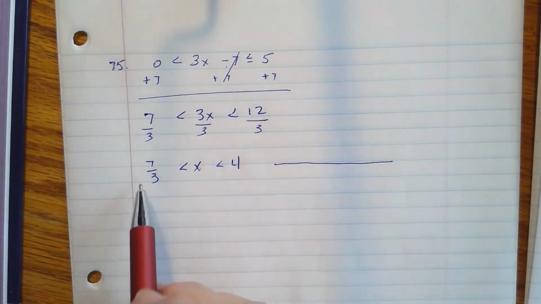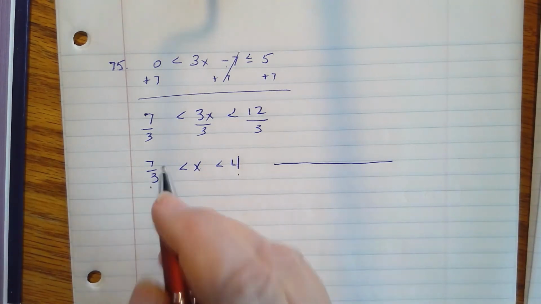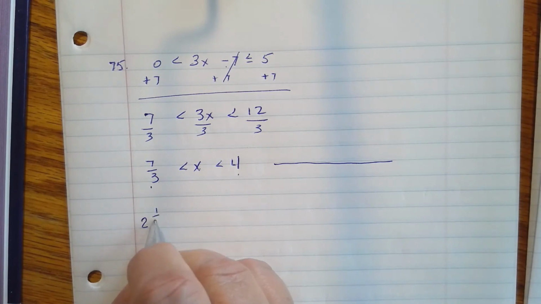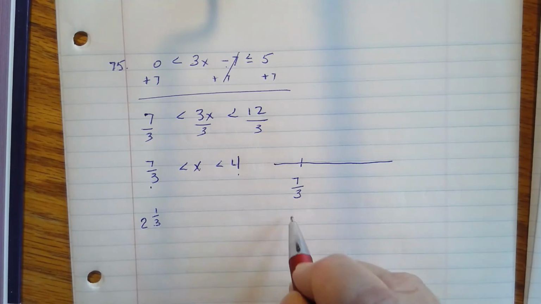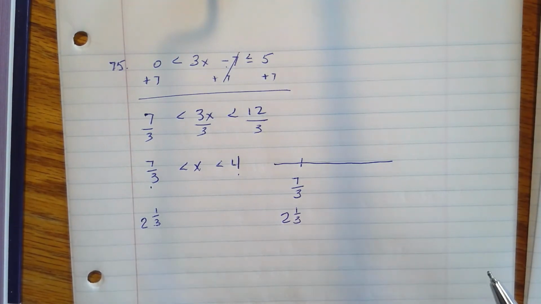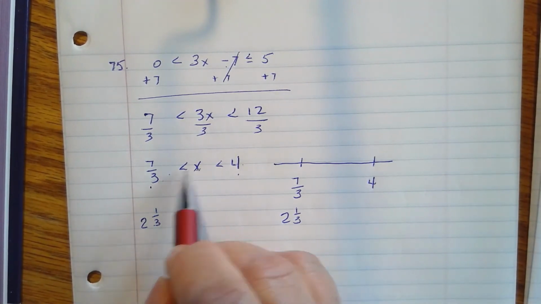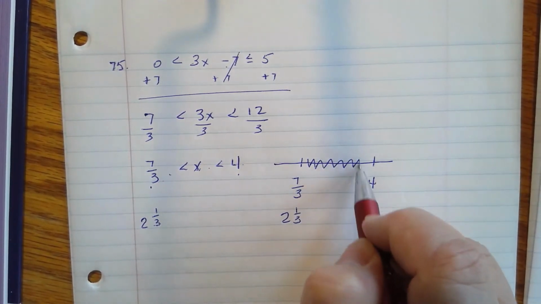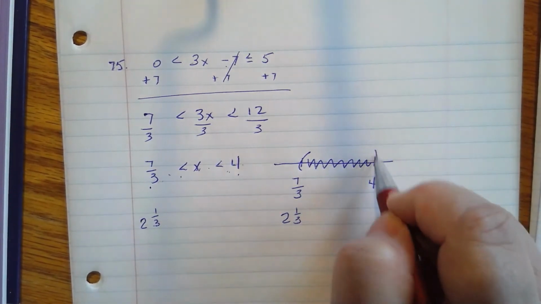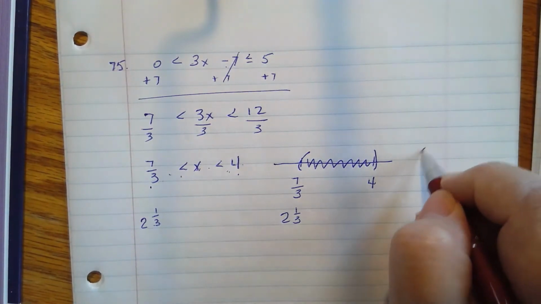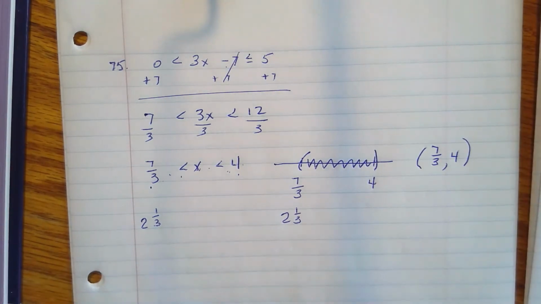So I'm talking about the numbers that are between 7/3 and 4. Well, 7/3, that's 2 and 1/3. If I want to think of that as a mixed number, you can do it either way. And 4, and I'm talking about the numbers that are between it because x is between those. It doesn't have an equal to on either one, so I'll use parentheses in both places. So in interval, it's going to be parentheses 7/3, 4 parentheses.